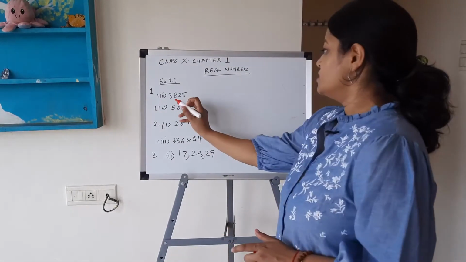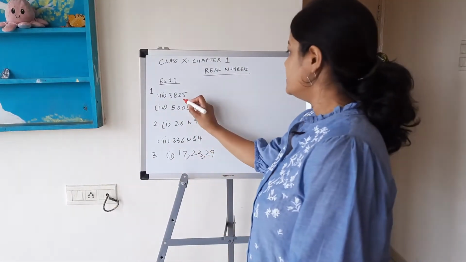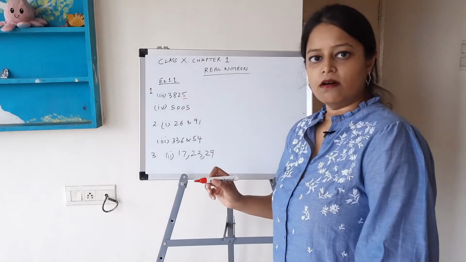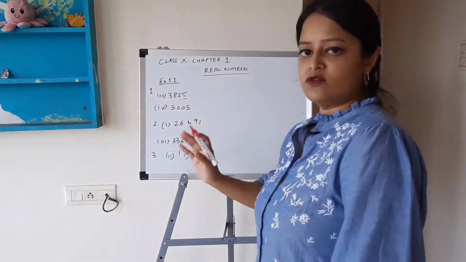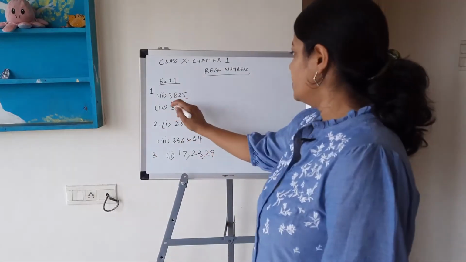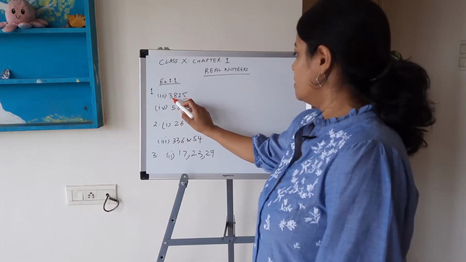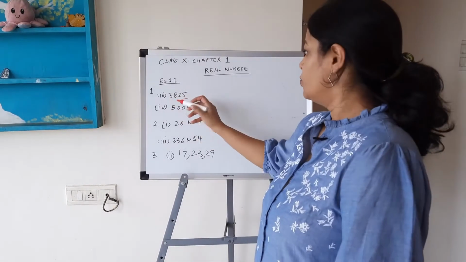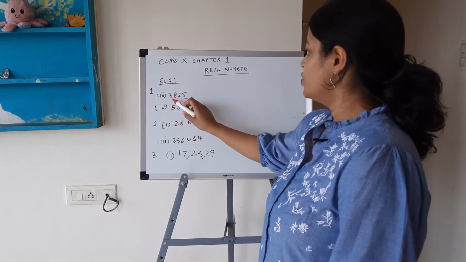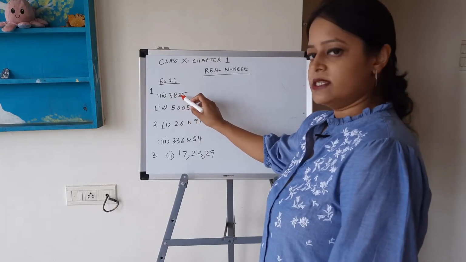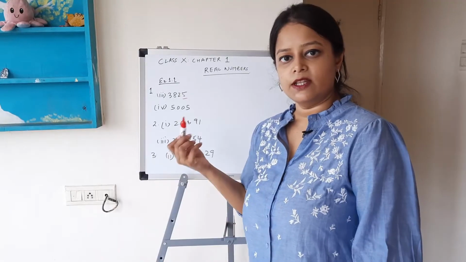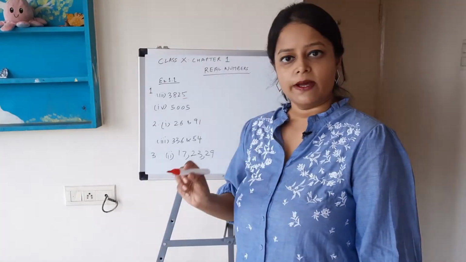So the first question is 3825. We can obviously see by the number 5 that it's divisible by 5. It's not divisible by 2. It could be divisible by 3. We can check whether it is or not. Yes, it is. How do I know? 3 plus 8 plus 2 plus 5: 3 plus 8 is 11, plus 2 is 13, plus 5 is 18. 18 is divisible by 3. So hence this number is divisible by 3.